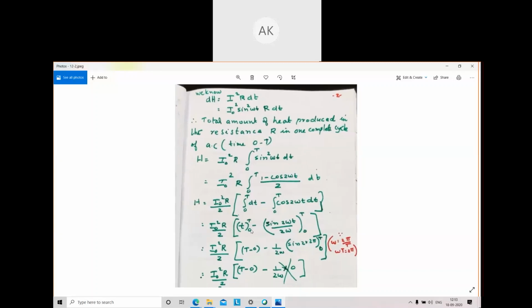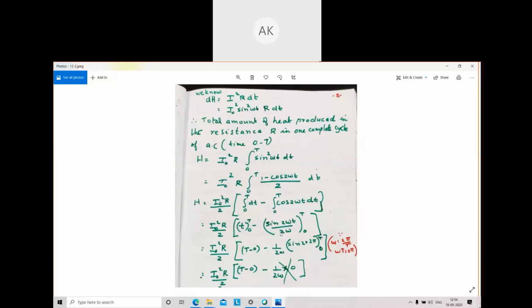Then the next step, integration is done. Integral dt is t, apply the limit 0 to capital T, minus integral cos 2 omega t is sin 2 omega t, and again you have to integrate this part, 2 omega t. So what is it? We divide by 2 omega. In differentiation we multiply with that factor, but in integration we divide with that factor, 2 omega.